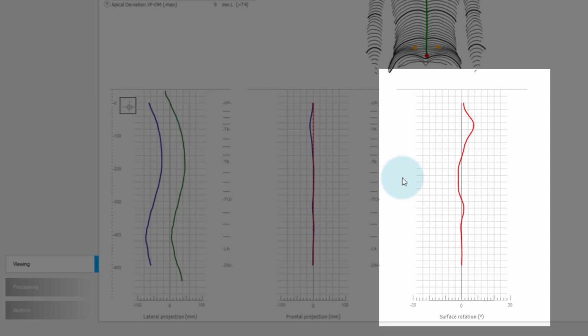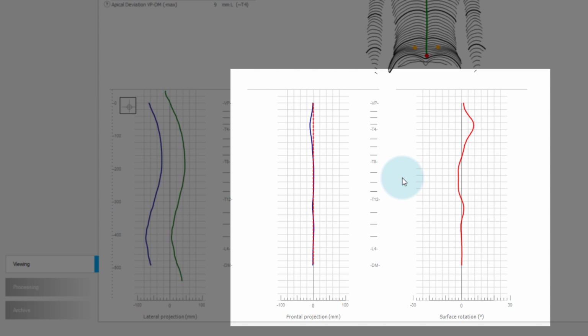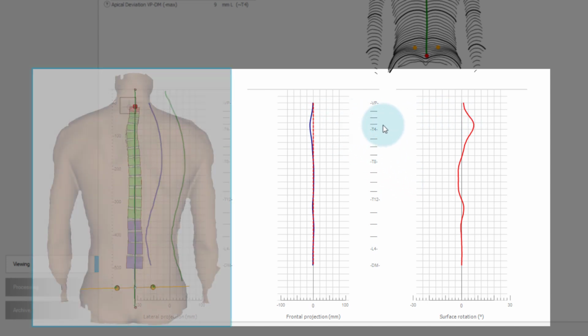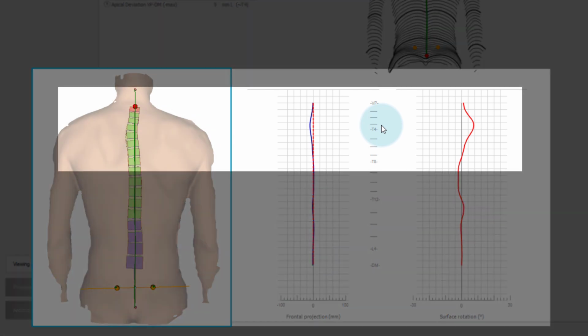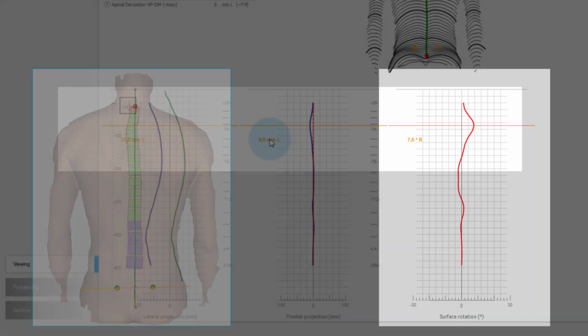A course to the right means a spinous process rotation also to the right. The corresponding vertebral body lies in front of the axis of rotation and rotates in the opposite direction. This is also how the counterplay of lateral deviation to the left and surface rotation to the right, which is visible here, arises. A segment deviated to the left rotates with the vertebral body in the direction of the deviation, so the spinous process then points to the opposite side.